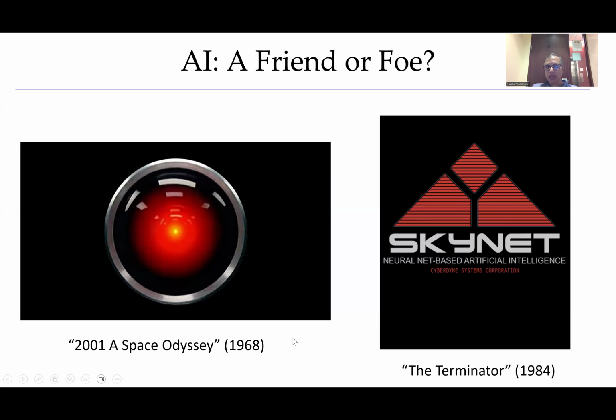And then, of course, it took a rather extreme form in the Terminator in 1984, where it introduced this idea of a neural net-based artificial intelligence called Skynet, an all-powerful system created by Cyberdyne Systems Corporation. It's very interesting that they call it neural net based. So clearly, people were aware of neural nets, and they had come into the public sphere.